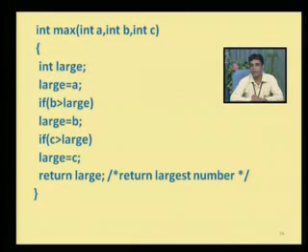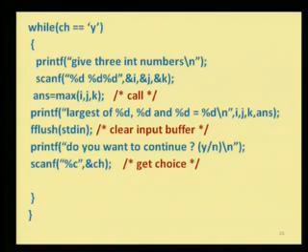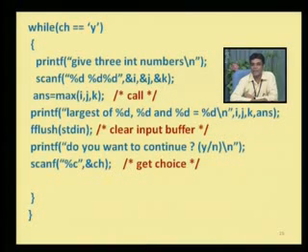Then we have defined int large. If the large value equals a, then it will hold that particular value. If b is greater than large, that is a, then large equals b. Then if c is greater than large, large equals c, and it is returning large. Then large will return to the main program, where ans equals max(i, j, k). If a is the largest, then the value of i that is assigned to a is the largest value.